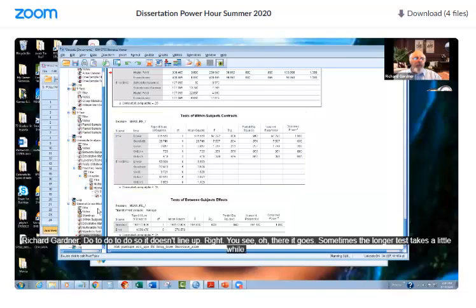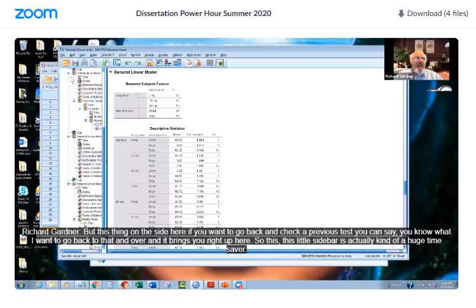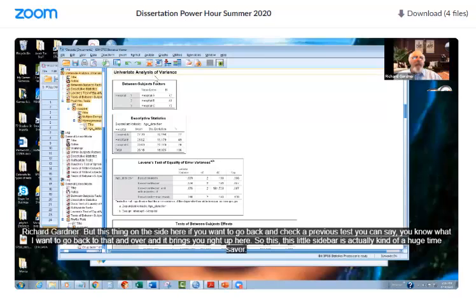So if it doesn't line up right, you see, oh, there it goes. Sometimes the longer test takes a little while. But this thing on the side here, if you want to go back and check a previous test, you can say, you know what, I want to go back to that ANOVA, and it brings you right up here. So this little slide bar is actually kind of a huge time saver.